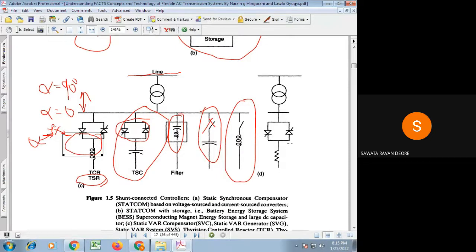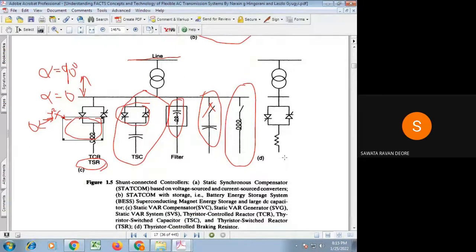Here, figure D is a damping resistor. A simple resistor is used to damp out the power oscillation. It is connected to the transmission line, rather than through mechanical switches, through power semiconductor switches. So by means of this FACTS controller, we modify the parameters of the line.